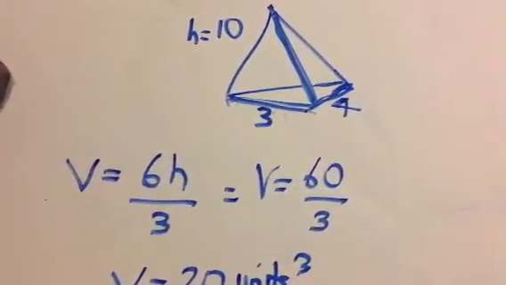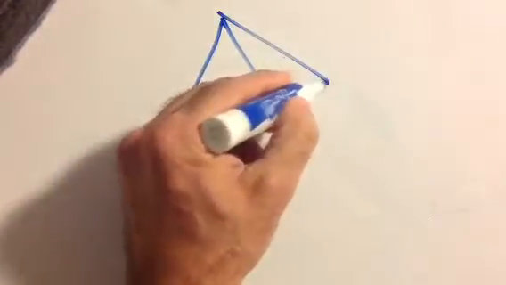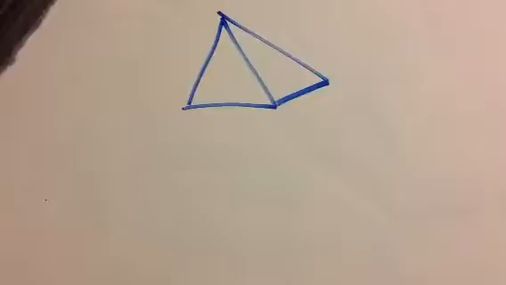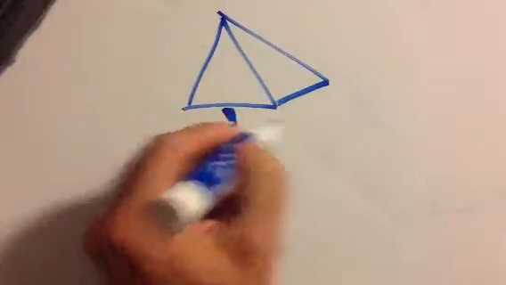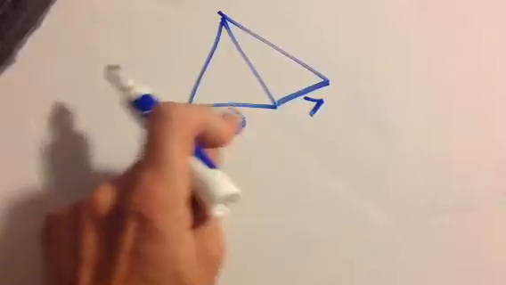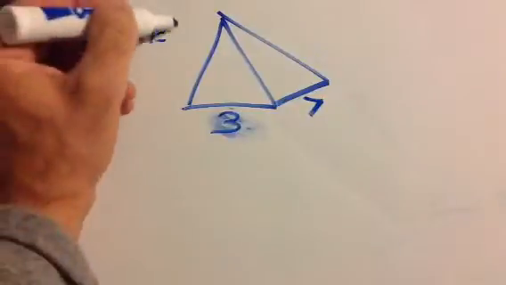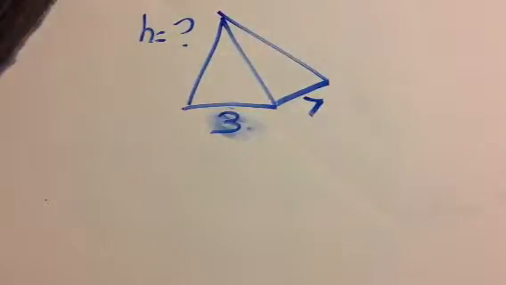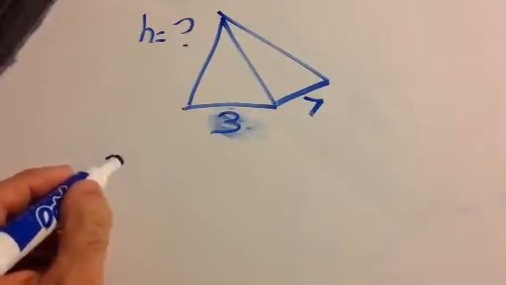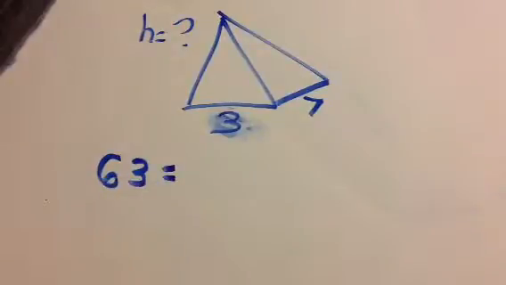Okay, so we did one with a rectangular base, one with a triangular base. Let's do a tricky one now. I'll just draw a pyramid again. It has a rectangular base. And let's say we'll bring those numbers I put before, 3, 7, and let's say we don't know the height. That's our challenge. We don't know the height, but we know the volume. Let's say that the volume is 63. So we have the volume, and we're just missing the height.